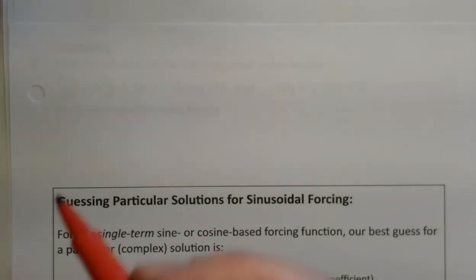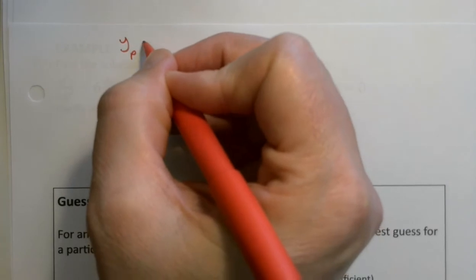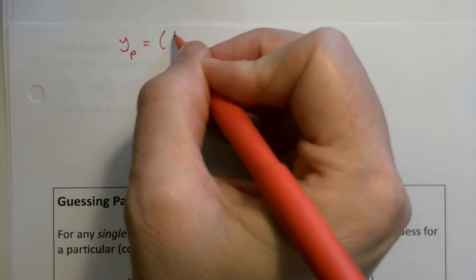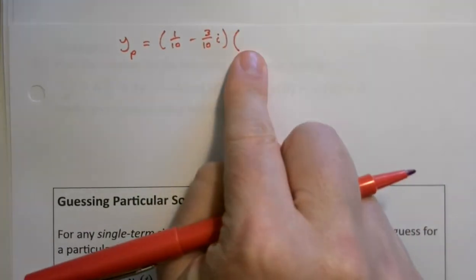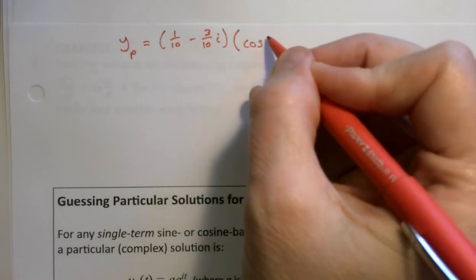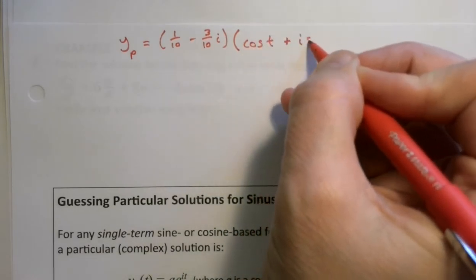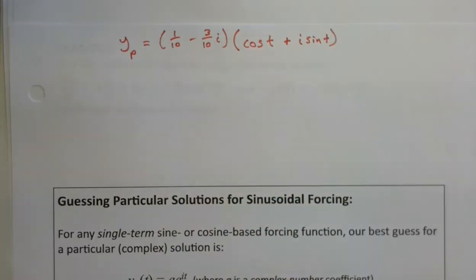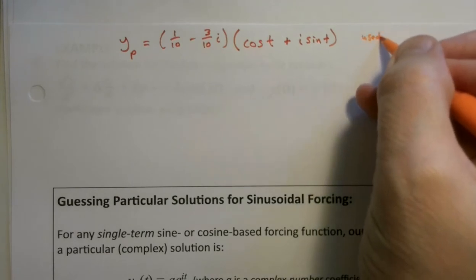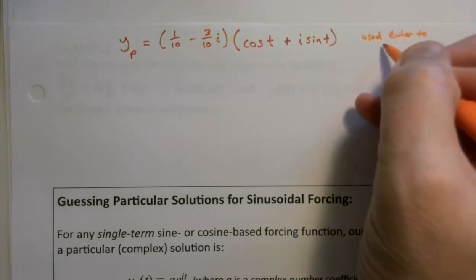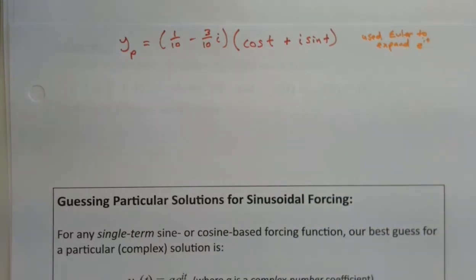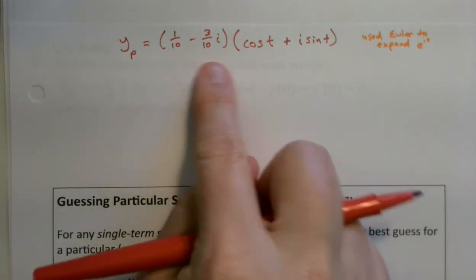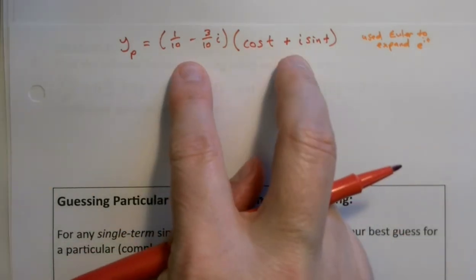And so what we're going to do is take our particular solution and expand it. That means 1/10 minus 3/10 times i times e to the it is really just cosine t plus i sine t. Thank you, Euler's formula, right? So I'm going to make a little note off to the side: we used Euler to expand e to the it. So once we've done that, now it's two binomials that we can multiply together.